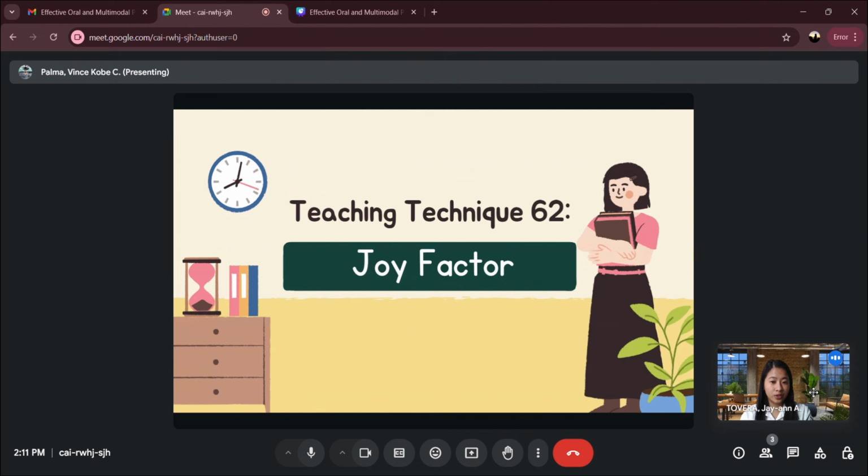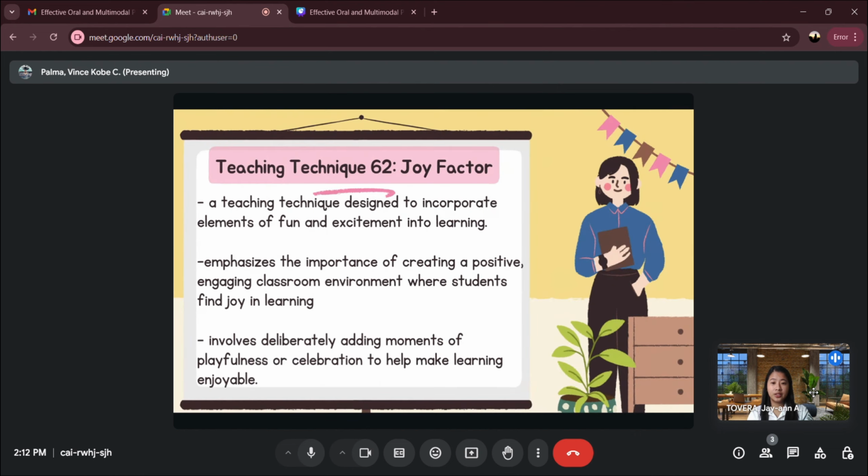Before we dive into this joy factor, does anyone of you know or have any idea about this joy factor? Okay, it can be the joy that we felt during discussions. Let's dive more into its definition. This joy factor is a teaching technique that is designed to incorporate elements of fun and excitement into learning.